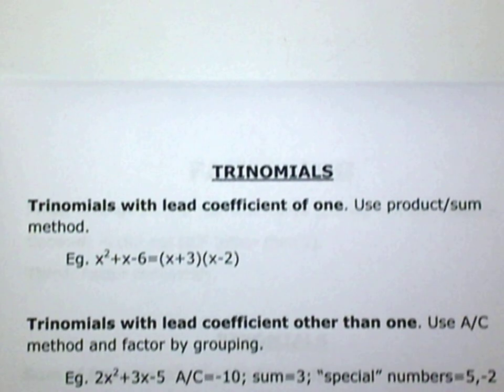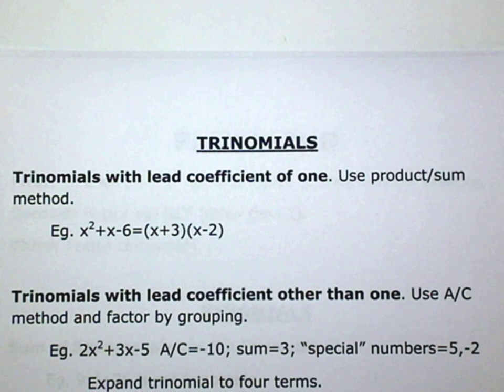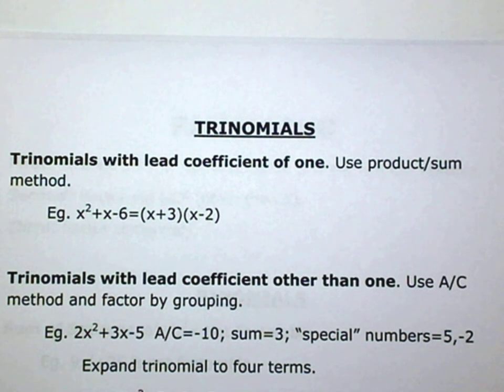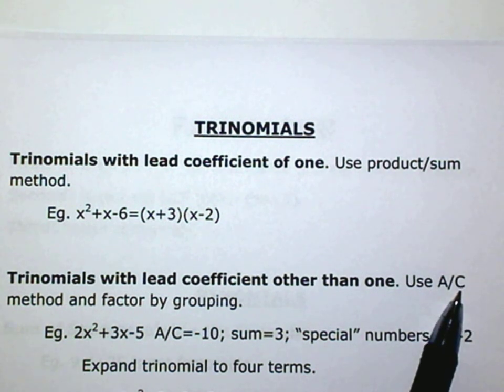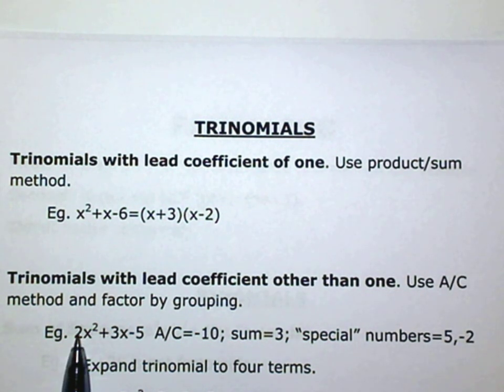The next kind of trinomial is a trinomial whose lead coefficient is something other than 1. In other words, there is a number out front of the x squared term. Some people call this method the AC method because we start by multiplying A, which is the lead coefficient, times C, which is the constant. So A times C gives me a product in our example of -10. Now we're looking for a sum of the middle number.